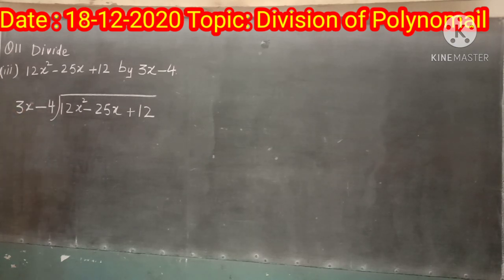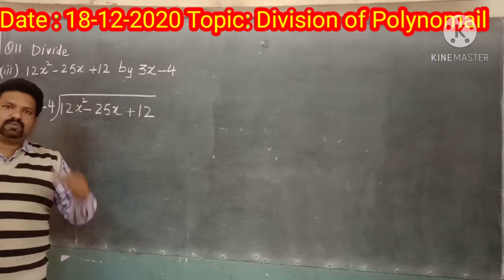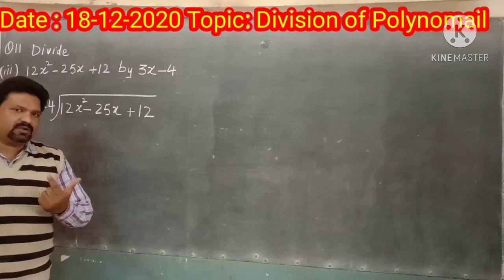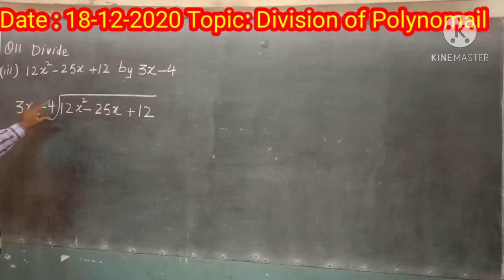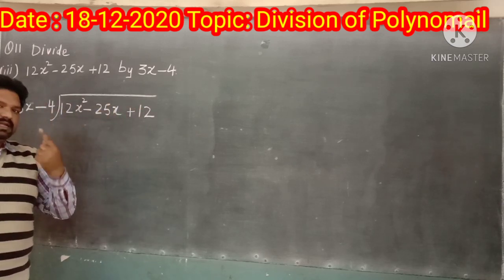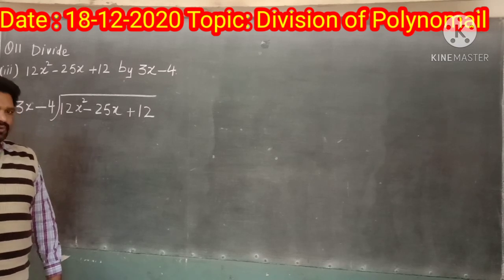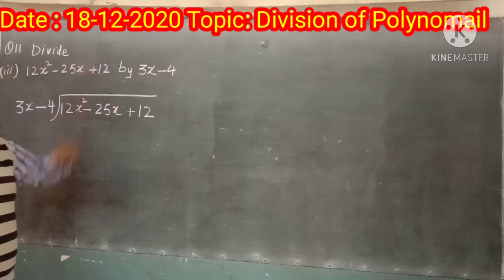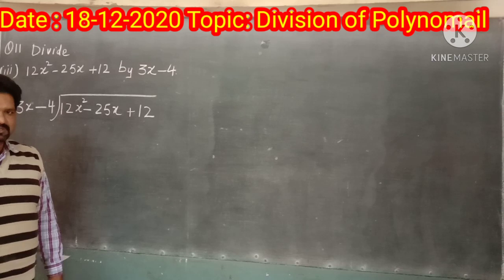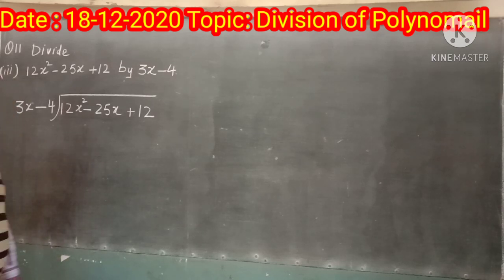So class, first of all, when you write the question in this format, your dividend and divisor both should be in the descending order. Please remember it. The dividend and divisor both should be in the descending order. This is the first rule before starting the division, when you are dividing an algebraic expression by an algebraic expression. Okay. So now we will start the division.